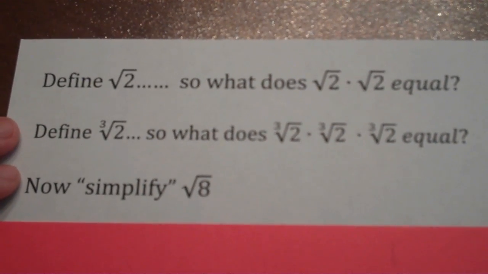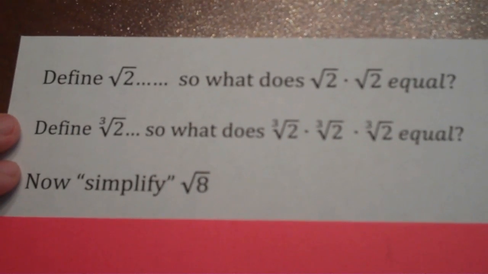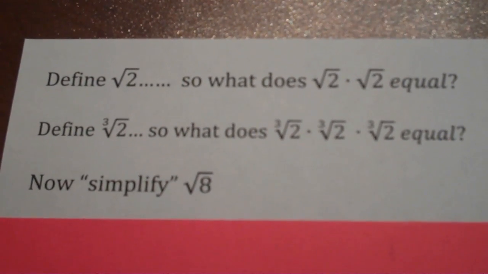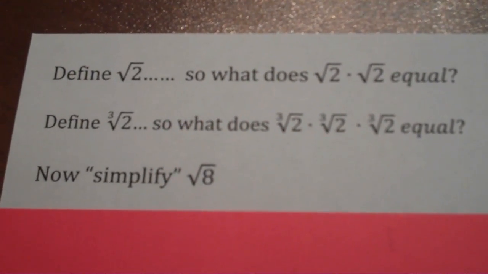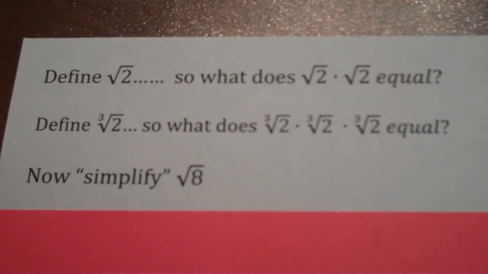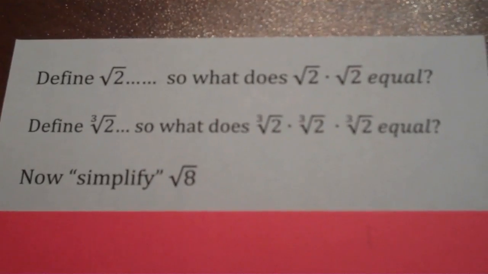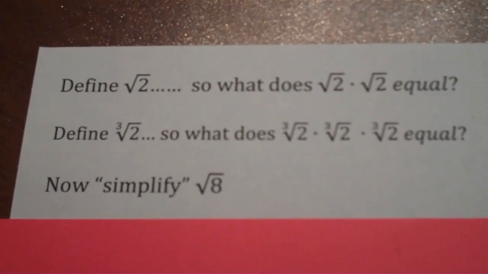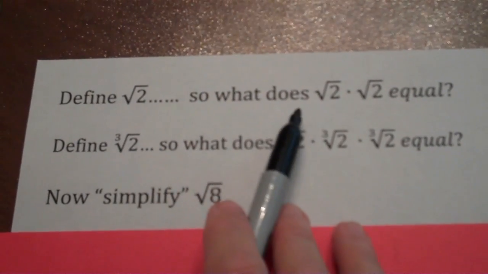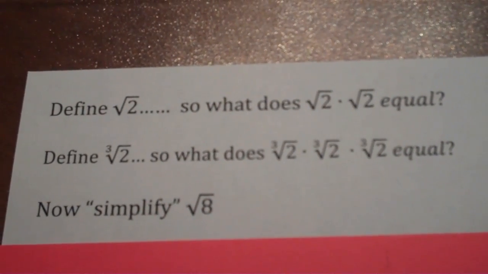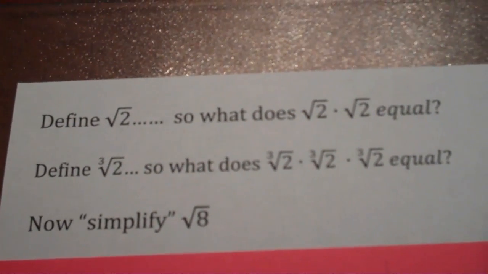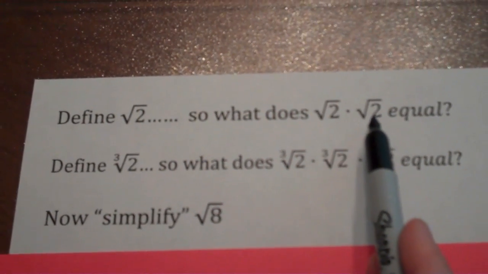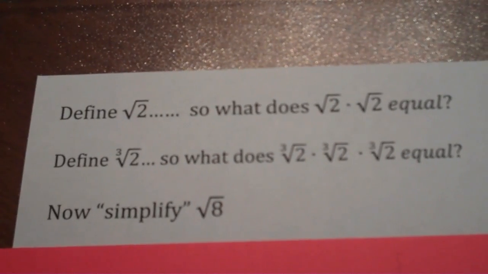So here we go. First of all, let's define what we mean by the square root of 2. What is a square root? Well, a square root is the number you take times itself to get that number. So by definition, the square root of 2 would be the number you take times itself to get 2. So therefore, what does the square root of 2 times the square root of 2 equal? By definition, the square root of 2 is the number you take times itself to equal 2.